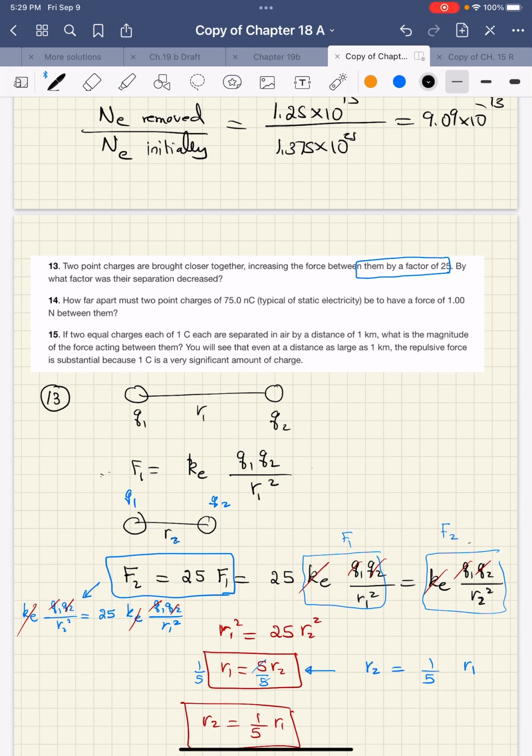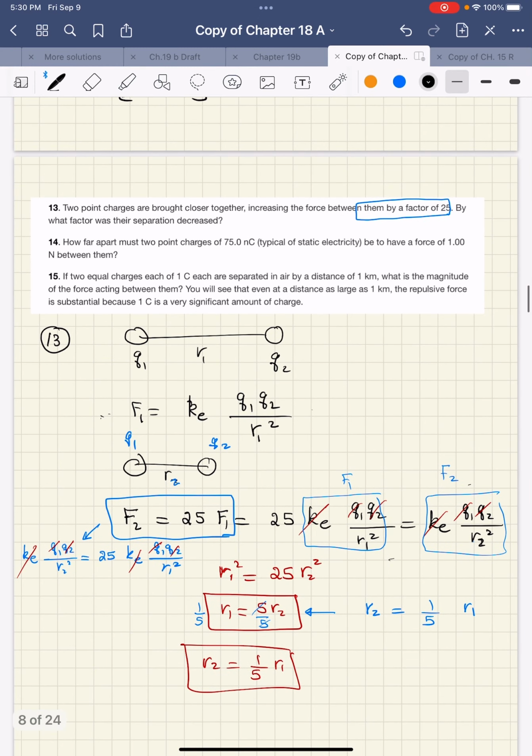where I just substituted R2 squared instead of R1. And therefore, I will create a relation between the two radii. In order to get R2 with respect to R1, I'm going to take the square roots, and then R2 equals 1/5 R1.